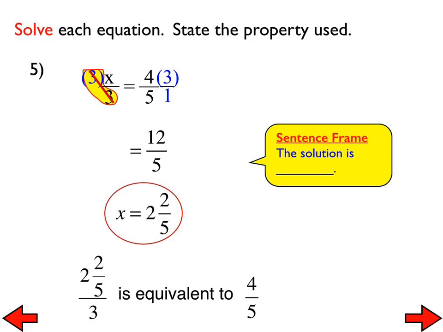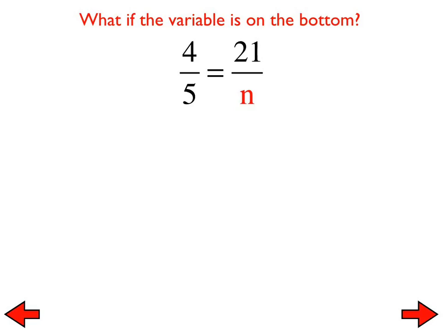All right, I would like everybody to take a look at number 6. What is different about number 6 compared to number 5 is the fact that the variable is in the denominator. So how are we going to deal with that? Well, when the variable is on the bottom, like this, and this is not the same problem as your number 6, it's actually the same problem as your number 1.